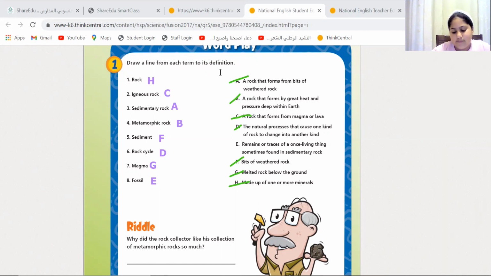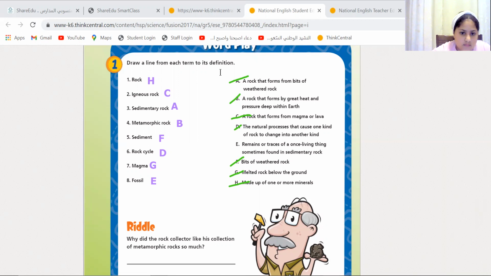They took a lot of time and they are unique. Yes, they are unique. Not every time you can find the same metamorphic rock. Metamorphic rocks are very unique, very good looking. And what else? They are hard to find. Yes. It's an open question. You can write whatever you want.